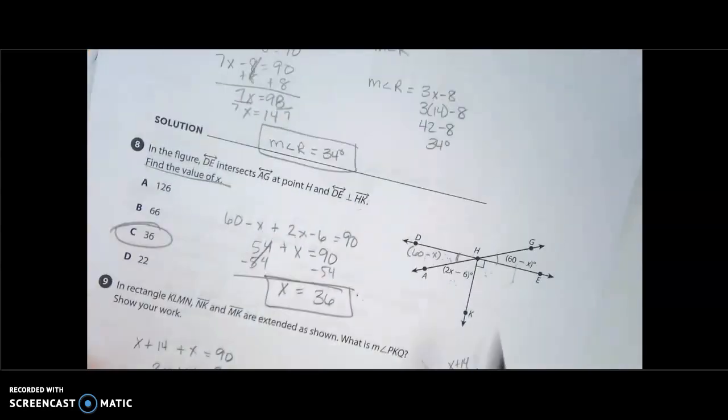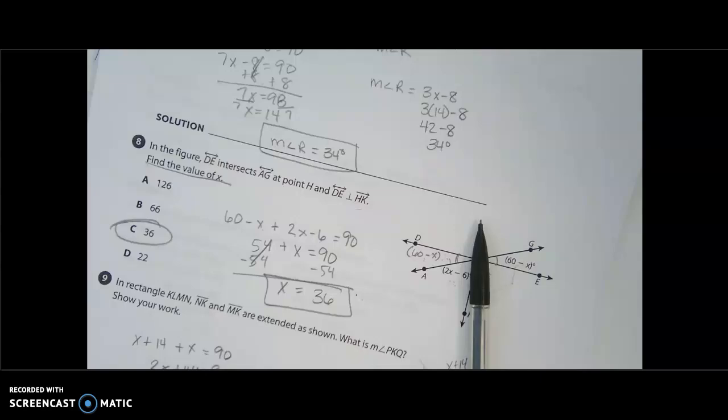And so when it comes to everything we have done over the last 2 days, we are looking for supplementary, we are looking for vertical, we are looking for complementary. So angles that add up to 180, vertical angles that are equal to each other, or angles that add up to 90 degrees, that's what we're looking for in order to find our x values or our missing angles.